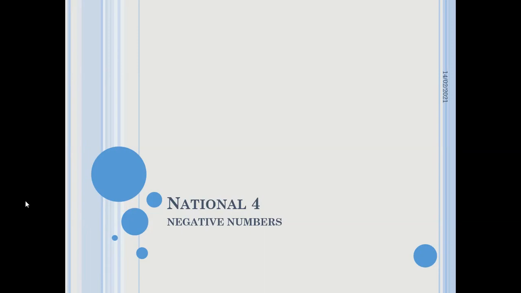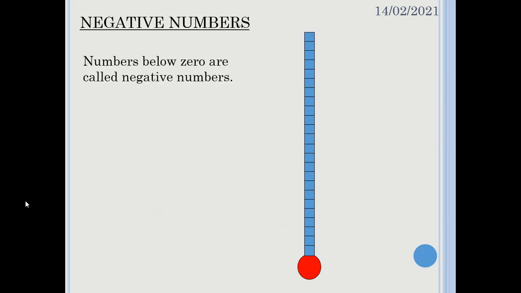Negative numbers are a topic you might have seen before, but it is so important that we understand it, we're going to have a wee look at it again. So, negative numbers are numbers that are below zero.